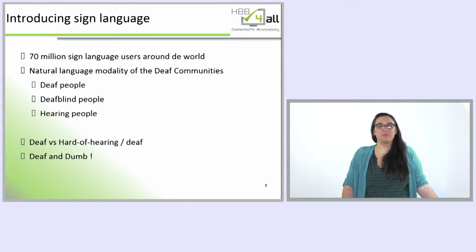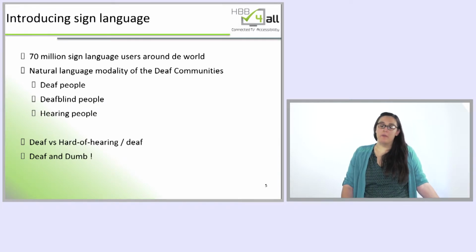In the literature, sometimes to differentiate these two linguistic communities within deaf people, we will find deaf with a capitalized D to refer to the deaf signers and deaf people that are culturally part of the deaf communities, and deaf with a lowercase d to refer to hard of hearing people or hearing impaired people that use spoken language or other forms of communication rather than sign languages.